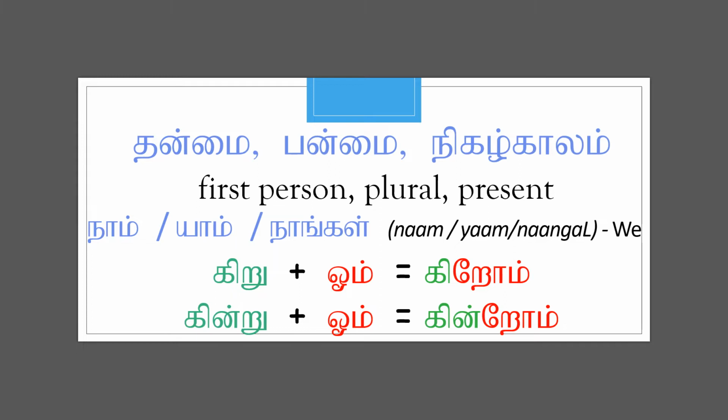We looked at first person, plural, present tense and the word we. The verbs ending with krom or kinjom denote first person, plural, present tense. Again, if you haven't watched videos explaining these in detail, please go back and watch them. The links are given in the description below.